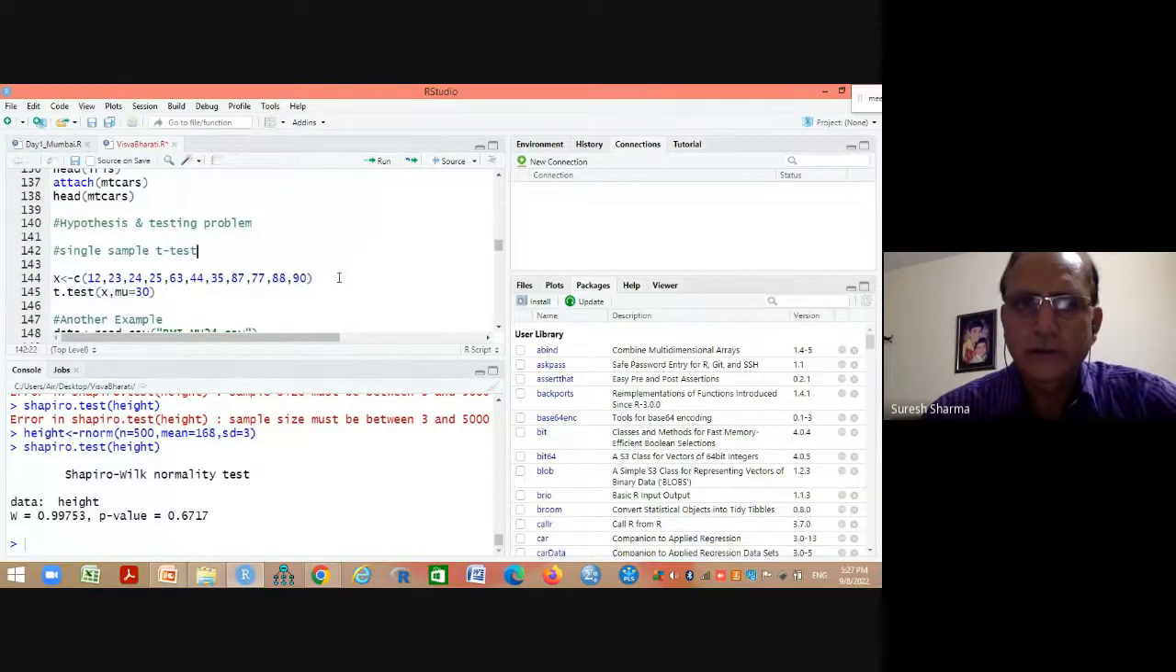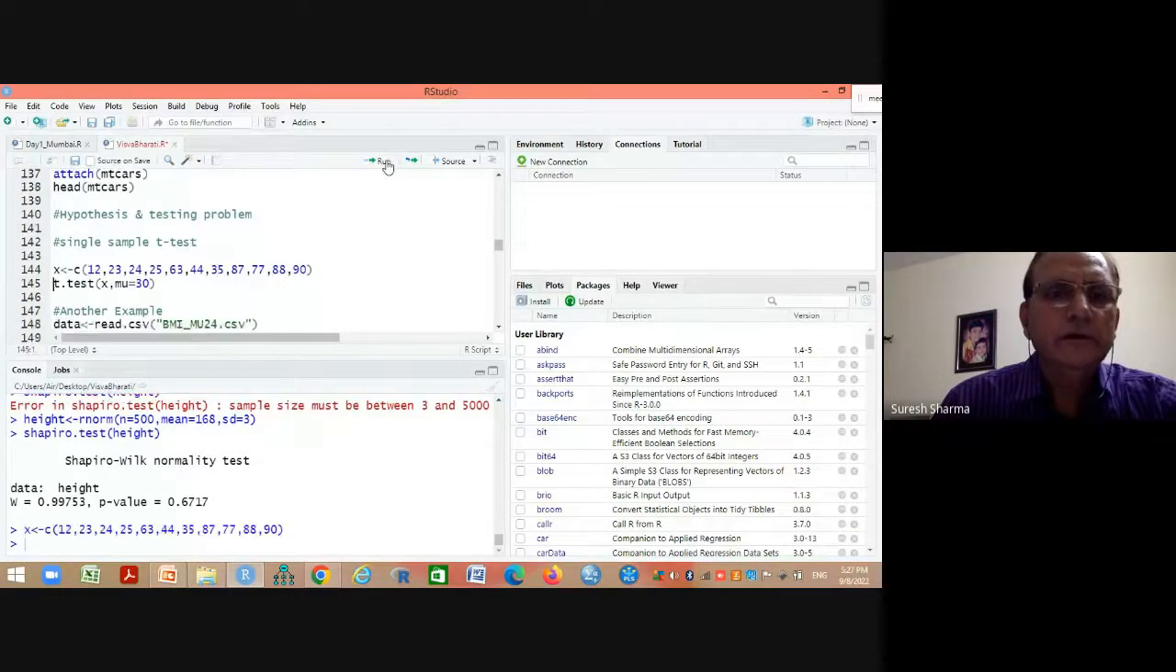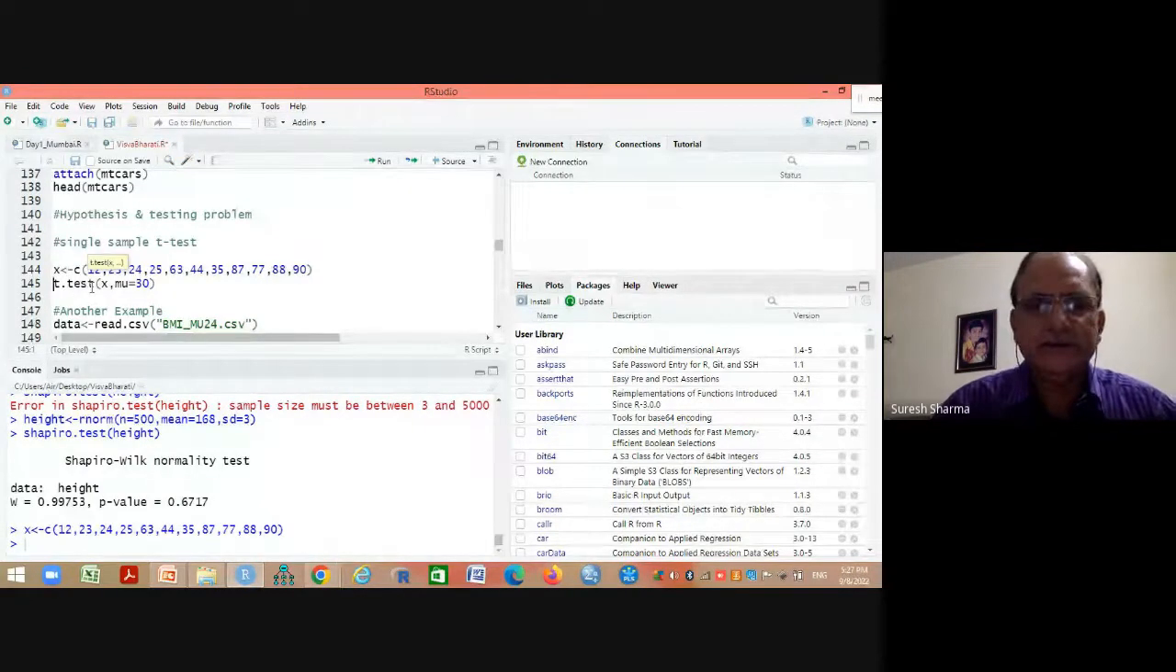Alternative. So let me put the data at right place. So this is the data. And simple command is, I just have to give t dot test. Generally, any testing hypothesis problem is followed by dot. Chi-square dot test. Anderson-Darling dot test. Shapiro dot test. You have already seen like this, right? Similarly, this is t dot test.